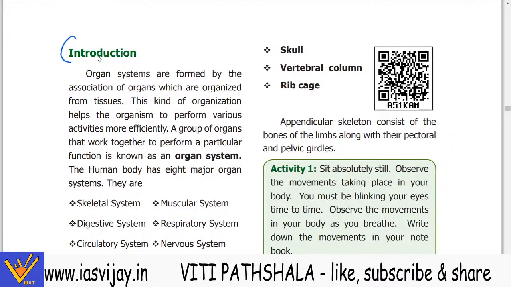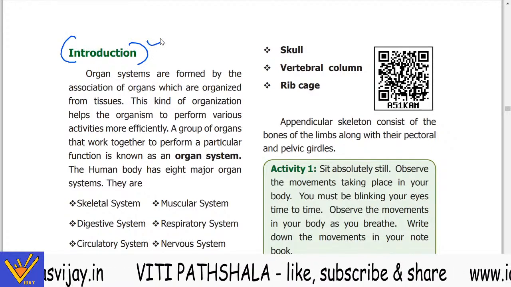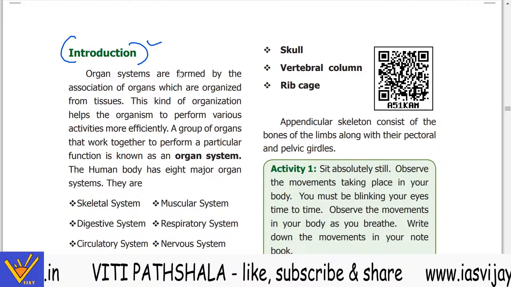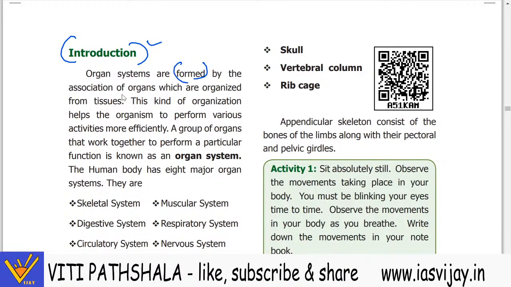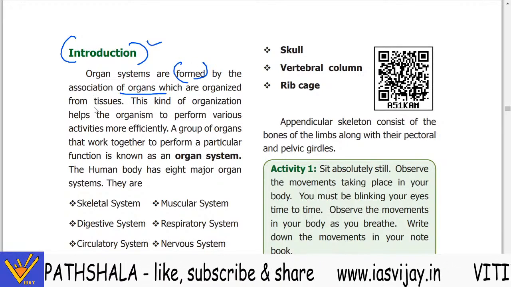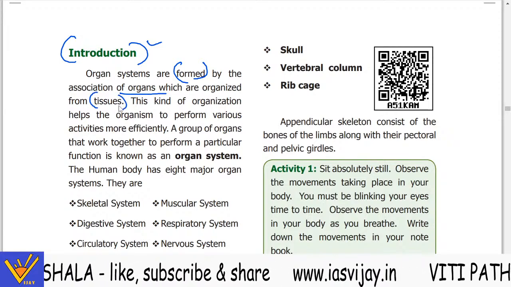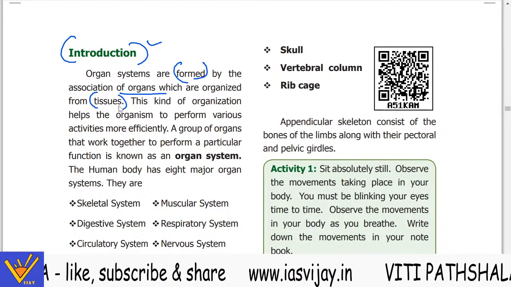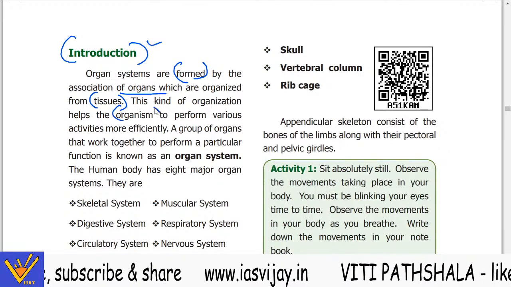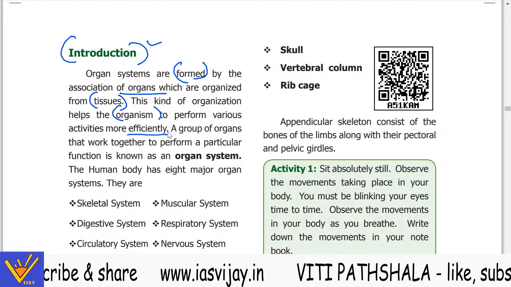Now let's start the chapter. So first comes the introduction. Organ systems are formed by the association of organs, which are organized from tissues. This kind of organization helps the organism to perform various activities more efficiently.